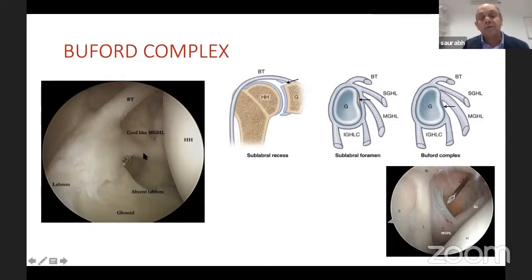So how will you know this is a variant and not a torn labrum? Look at the glenoid. It's all pristine. There's no damage. There's no fraying. So you know this is a variant and it's not a tear. And we saw the sublabral foramen and the sublabral recess on the top. So these are the normal variants. They all extend from 11 to 3 o'clock.